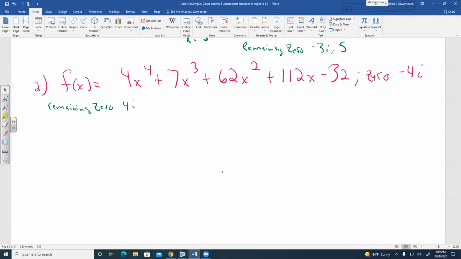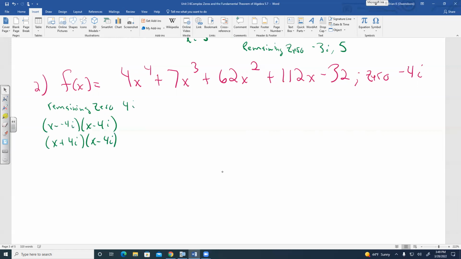So our next step is to multiply those two zeros together. In other words, we need to change them into factors. So the x minus 4i turns into x minus the negative 4i, and the 4i turns into x minus 4i. So we're going to multiply those together, but also remember how two negatives make a positive. So that turns into x plus 4i times x minus 4i.